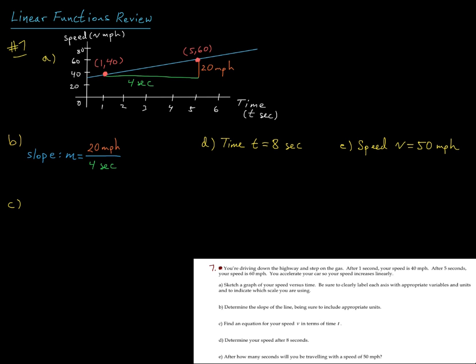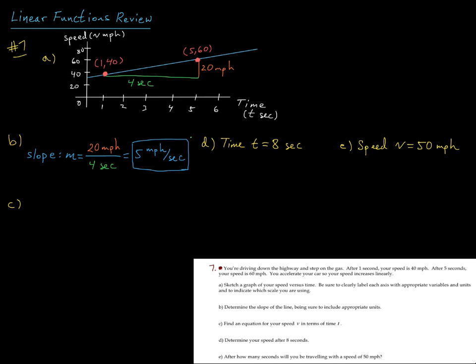Okay, so now go ahead and simplify. 20 divided by 4 is 5, and the units here are miles per hour per second. Okay, so the units there, this is an acceleration. It's telling us how our speed is changing over time, and we're saying that for each additional second, we're increasing our speed by 5 miles an hour.